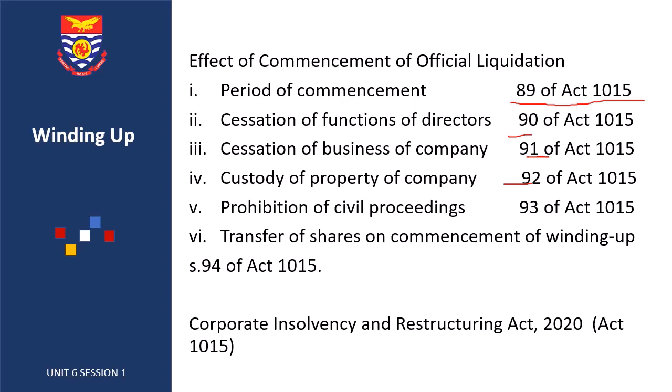Section 93 of Act 1015 deals with prohibition of civil proceedings. The Act simply provides that once the winding up commences, no action or civil proceedings will be brought against the company except proceedings by secured creditors in realization of their amount, except with leave of the court.